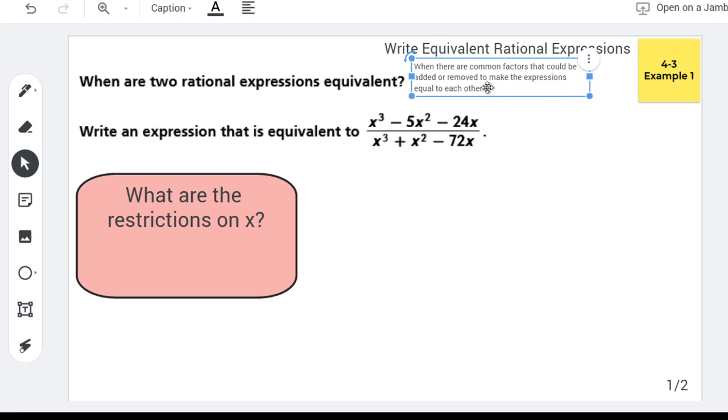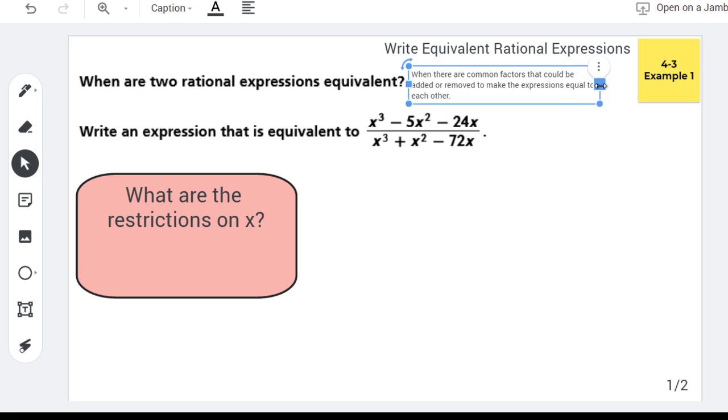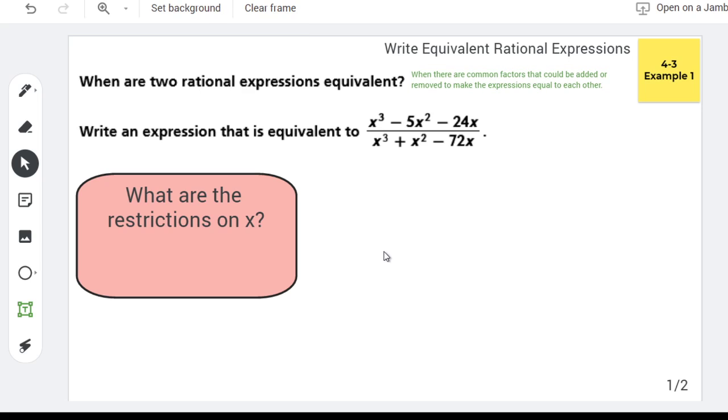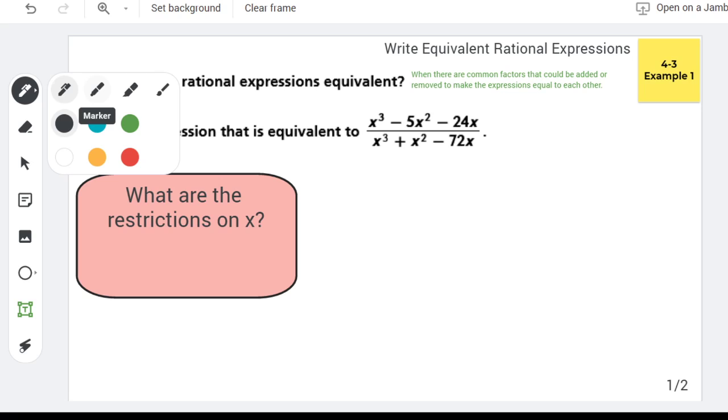Alright, so when we're dealing with rational expressions, what we're going to be doing is factoring these and either taking factors out or keeping factors there in order to make an equivalent expression. So when you're dealing with these kind of weird looking fractions like this, our first step is always going to be to start by factoring it.